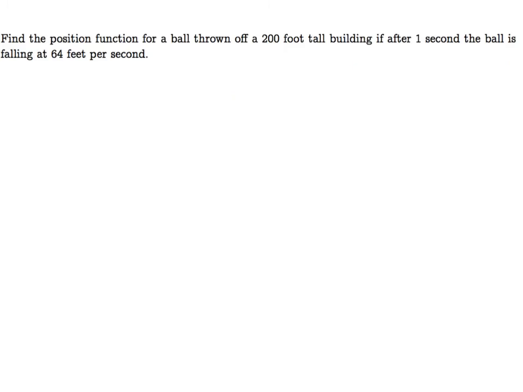So let's look at an example of this. Let's find the position function for a ball thrown off a 200-foot tall building if after 1 second the ball is falling at 64 feet per second. So the key thing to pick up here is the ball was thrown off, but we don't know how fast it was thrown off, and we don't have an initial velocity. What we have is the velocity after a second. So we do know some things. We know that the position at time 0 is going to be 200 feet up, and the velocity at time 1 is 64, and we want to make sure it's a negative 64 feet per second because it's falling.